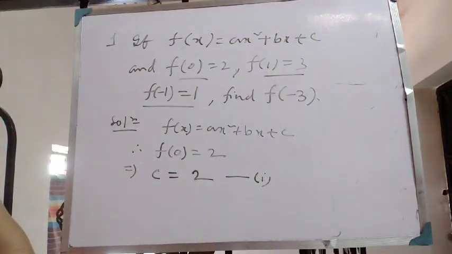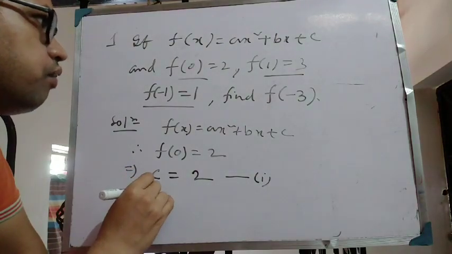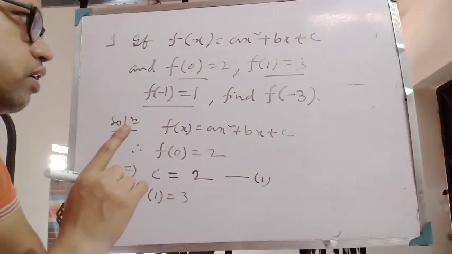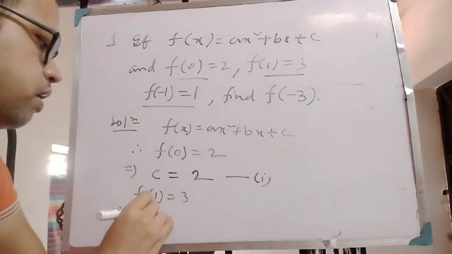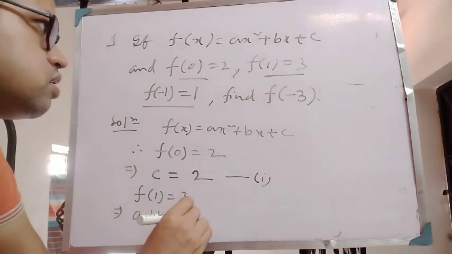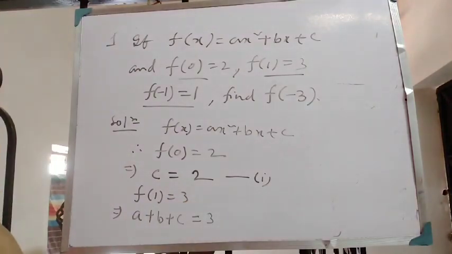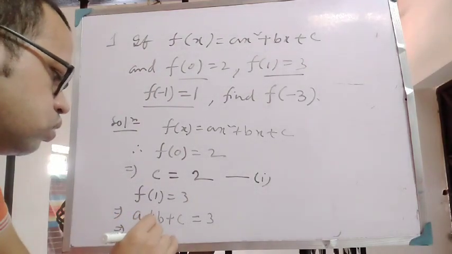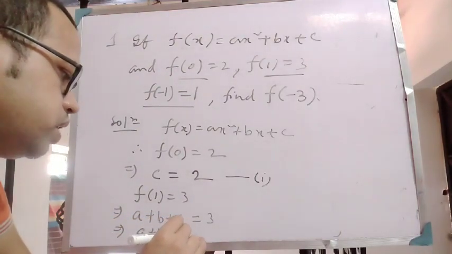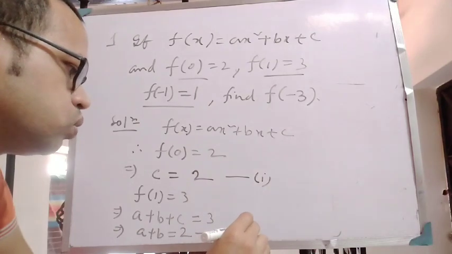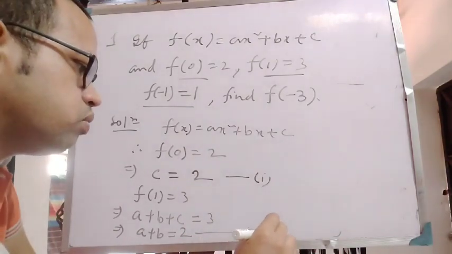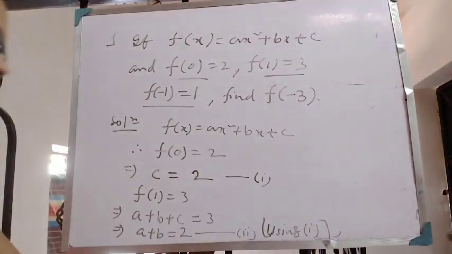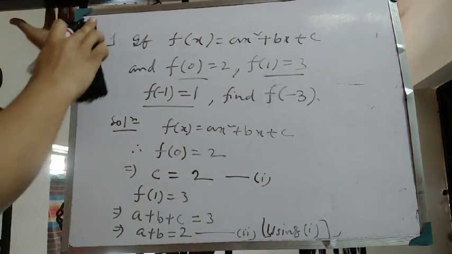Call it number 1. Now f of 1 is equal to 3. So that means substitute the value of x as 1. So a plus b plus c is equal to 3. But you know the value of c is 2. So a plus b will be then 1. Call it number 2. Using 1 we can write a plus b is equal to 1.